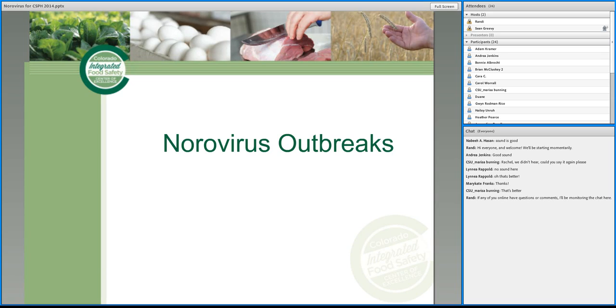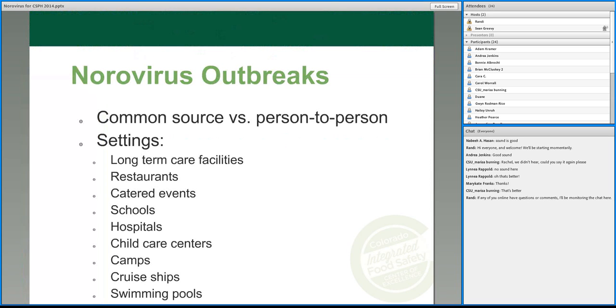So let's talk about norovirus outbreaks. Norovirus outbreaks could either be common source or person to person. Common source means that everyone was exposed at the same time, oftentimes through a contaminated food product. And so you have a huge spike of illnesses, and then it gradually comes off, and then you have additional waves of illness. Because even with a point source outbreak or common source outbreak, person-to-person transmission still often occurs after that.